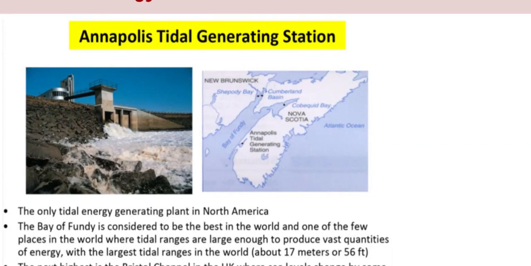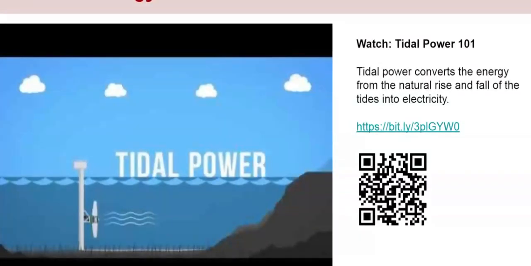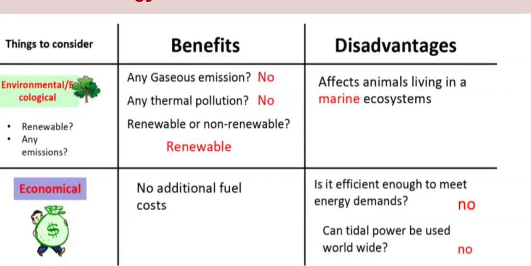The only tidal energy plant in North America is in the Bay of Fundy. We talked about this one already. Oh, there's the tidal range. They're huge. The largest in the world, about 17 meters in tide, difference between low tide and high tide. Pretty amazing. Video on tidal energy. Make sure you watch this. Very informative video.